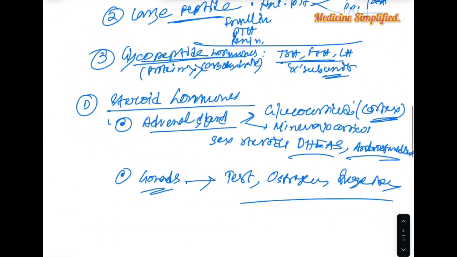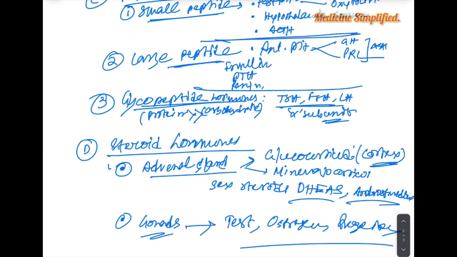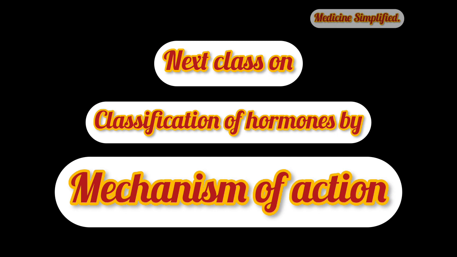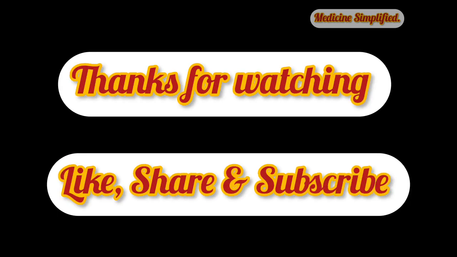Today I have discussed one kind of classification of hormones, by structure. They are derivatives: amino acid derivatives, protein derivatives, steroid derivatives, and vitamin derivatives. In the next class, I will talk about the classification by mechanism of action. Till then, thank you and take care.